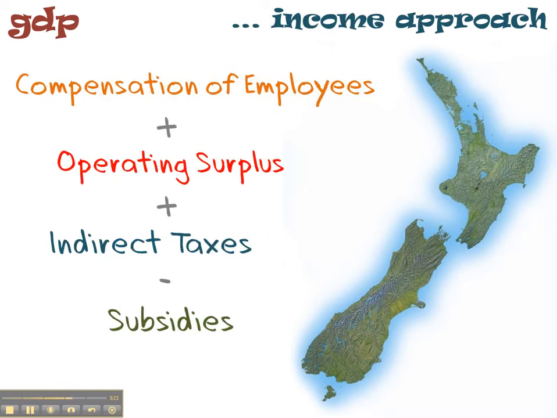Now the income approach is when we add up all the income that people earn. So we take all the earnings by employees, compensation of employees, that's wages and salaries. We add the profit made by firms, operating surplus. And then we just have to do a couple of adjustments. We have to add back indirect taxes and take away subsidies so we get an accurate picture of the actual income that people have earned either working for someone else or running their own business. So those are the two approaches, the expenditure approach and the income approach.